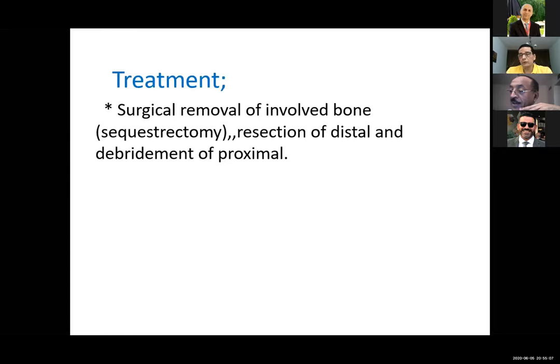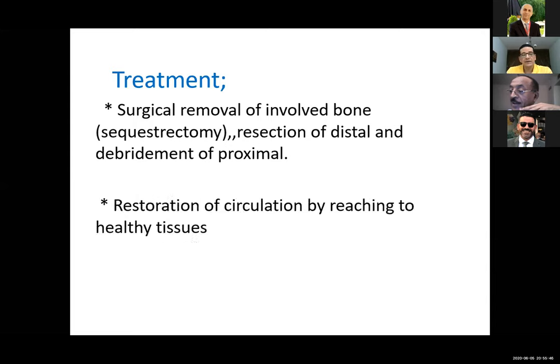Treatment is surgical removal of the involved bone, that is, sequestrectomy, with resection distal and preservation proximal, and this is a very important issue. What is the resection of distal? If I am more distal, like in the toes or the metatarsal, I must resect. If I am more proximal, with osteomyelitis at places like the ankle, distal tibia, talus or calcaneus, I must preserve the bone, so debridement more than 3 times is no problem. So I can preserve the bone proximal and resect the bone distal, and this is the basics. Then restoration of circulation by reaching healthy tissue, and antimicrobial therapy for 4 to 6 weeks.